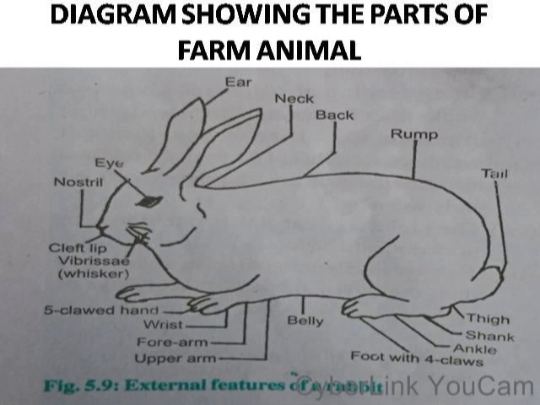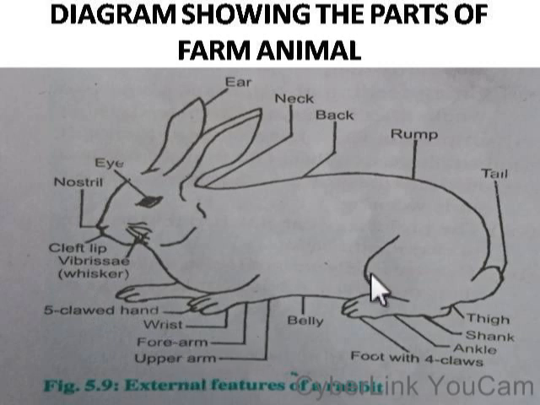Now, this is a diagram showing the parts of farm animals. The diagram on the screen is the external features of a rabbit. As you can see, it has a long ear, it has a neck, the back, here is the rump, the tail, the thigh, shank, ankle, foot with 4 claws. You can see the eye, the nostril, and the mouth here, and here it has whiskers. Okay, here is the forearm, and here is the upper arm.